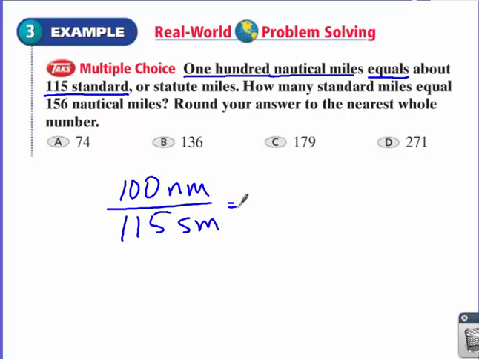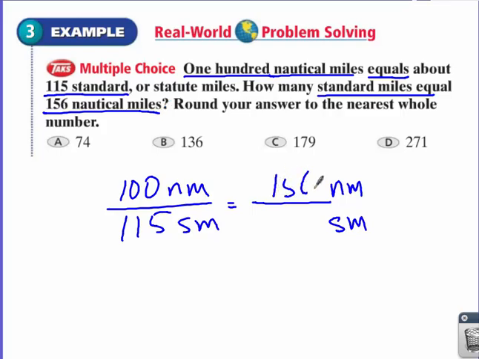So when I'm setting up a proportion, if I set it up as nautical over standard, the other side has to have the same labels. Nautical miles over standard miles. Okay? Now I could set it up any which way I wanted to, but as long as my labels match, everything works fine. So the question then says, how many standard miles is equal to 156 nautical miles? So that 156 is nautical miles. So that means it's going to go on top, and I'm looking for standard miles.